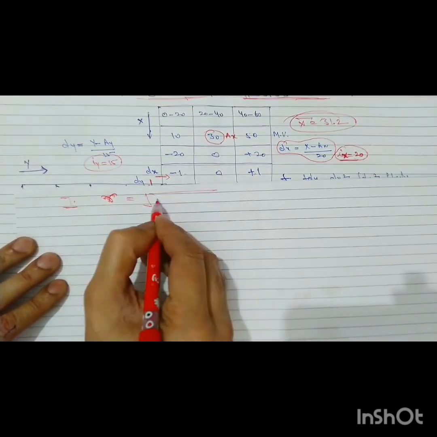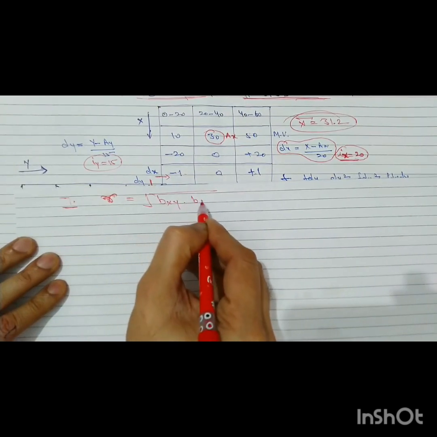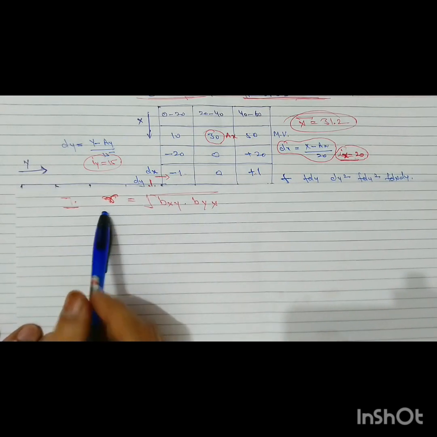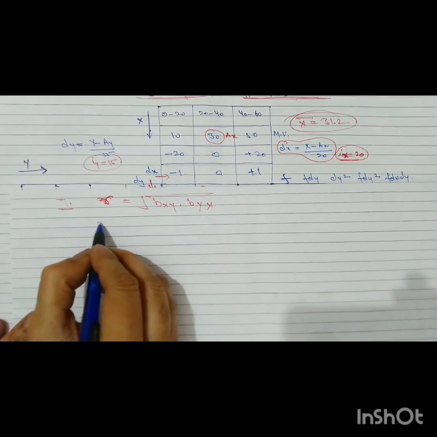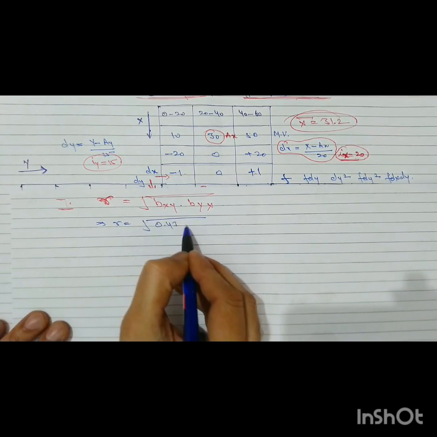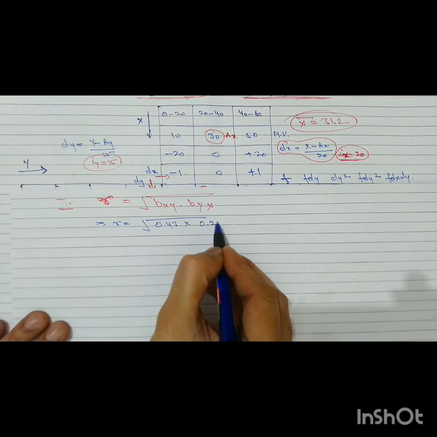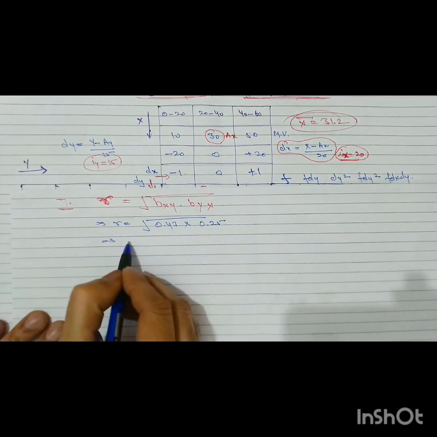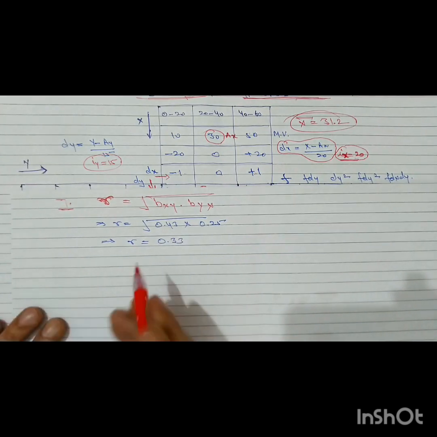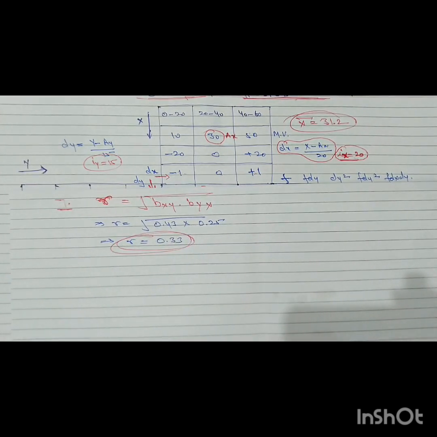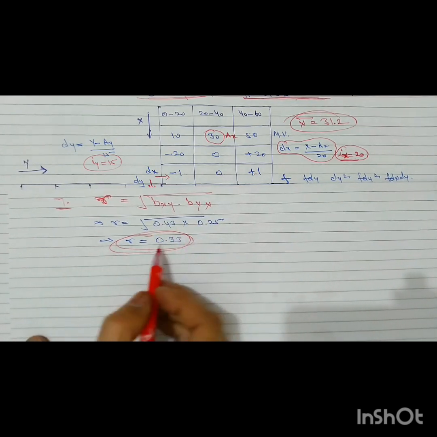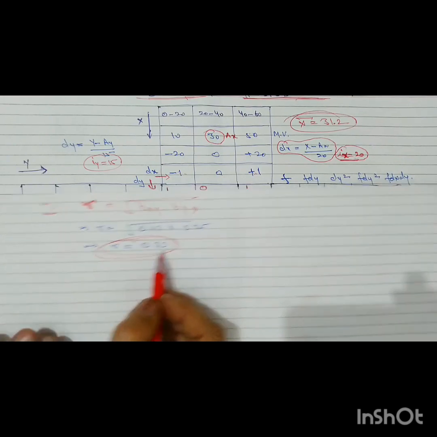The relation is under root bxy into byx. The geometric mean of the regression coefficients is the correlation coefficient. Therefore, r equals under root 0.43 into 0.25, which is approximately 0.33. So the correlation coefficient by using regression coefficients, number 7, is 0.33. Now number 8.